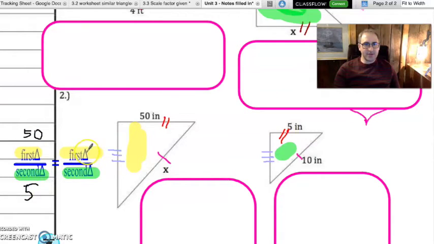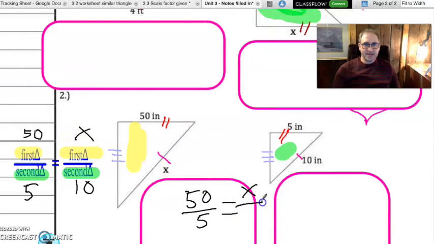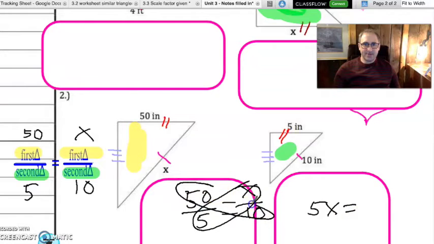Again, I'm going to start with the first triangle and I'm going to compare x to 10. So I could write that out again as a fraction. 50 is to 5 as first one, x, is to 10. We're going to cross multiply.